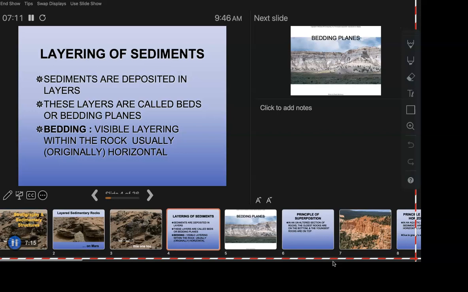Should be, as we mentioned the other day, horizontal, flat, like your notebook, like your textbook, like a deck of cards. All right. We also know that there are things that can change that.